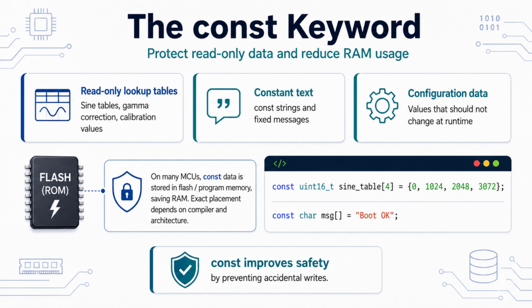The const keyword means that a value should not be modified by the program. In embedded systems, this is useful for lookup tables, calibration data, fixed messages, and configuration values. For example, a sign table, gamma correction table, or boot message does not need to change at runtime. On many microcontrollers, const data may be stored in flash or program memory instead of RAM, depending on the compiler and architecture. This can save valuable RAM, especially when the data is large.